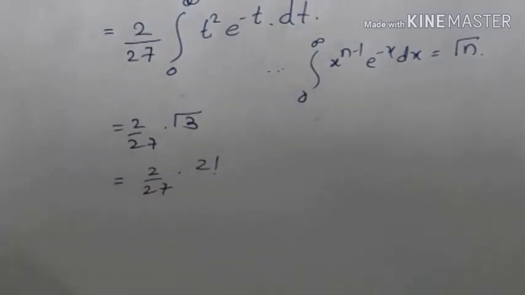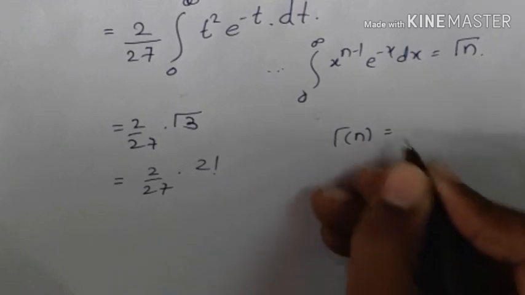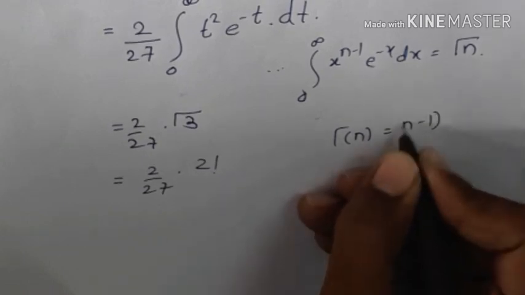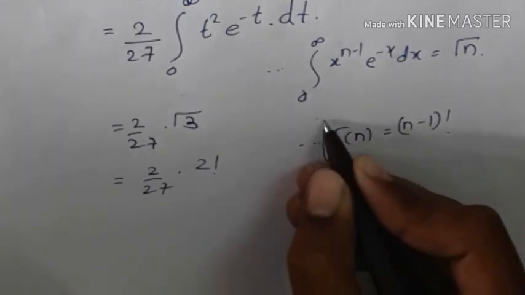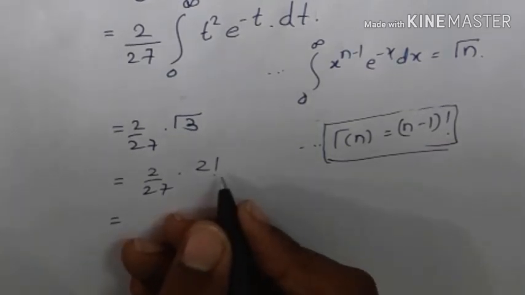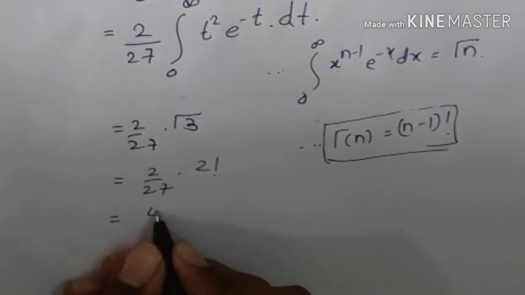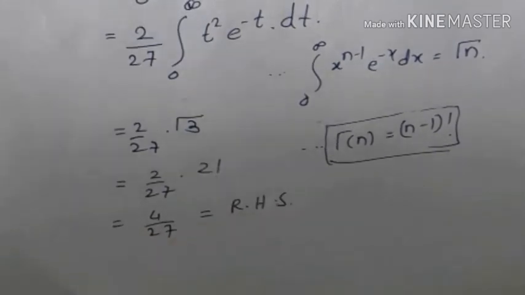As we have discussed earlier from the definition, gamma n is equal to n minus 1 factorial. This is the formula that we discussed in our first video. Therefore 2 factorial is nothing but 2 into 1, that is 2, so we get 4 divided by 27, which is equal to the RHS. Hence proved.